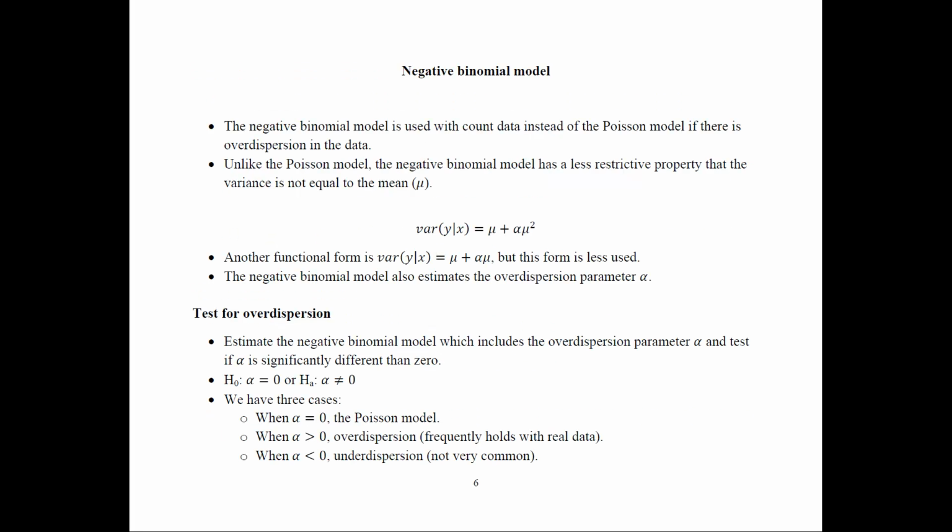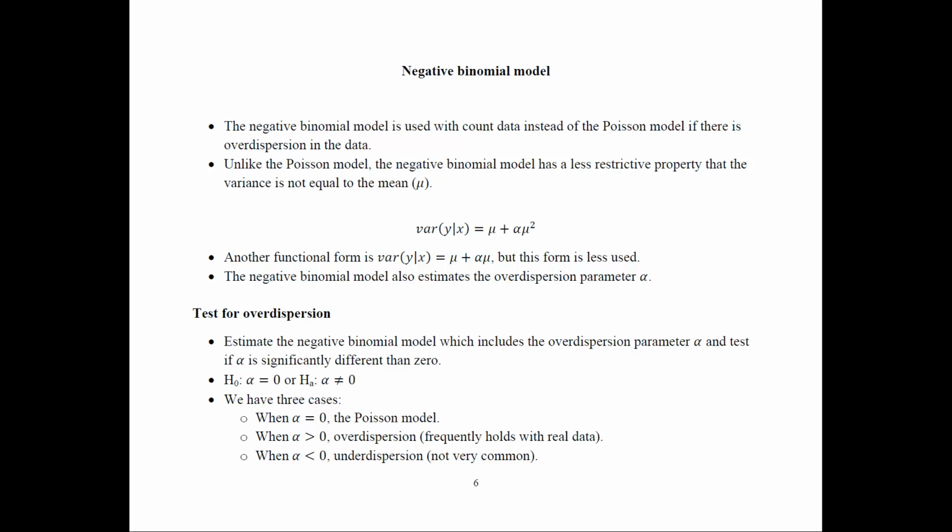So now we will talk about the negative binomial model. That is used with count data instead of the Poisson model if there is over dispersion in the data. So unlike the Poisson model, the negative binomial model has the less restrictive property that the variance is not equal to the mean. In this case, we would assume that the variance is equal to mu, which was the case before in the Poisson model, but now we're going to add a term here, alpha mu squared, and this is where this model would be a little bit less restrictive.